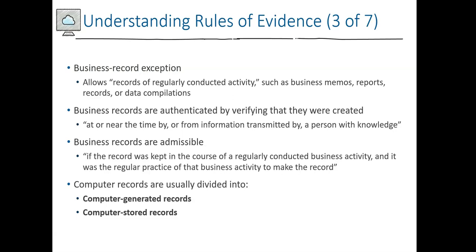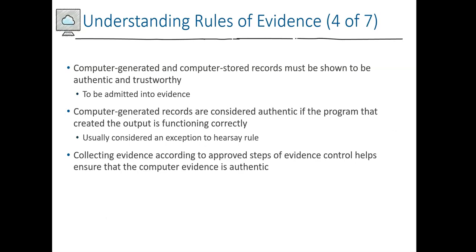Computer-generated records are files created by the computer itself and saved to the computer, or files the computer received from somewhere and then stored. Computer-generated and computer-stored records must be shown to be authentic and trustworthy to be admitted into evidence. So we need to show that when you found this data or these files in the computer, no one was able to change or manipulate them. Computer-generated records are considered authentic if the program that created the output functions correctly, and are usually considered an exception to the hearsay rules. Collecting evidence according to the approved steps of evidence control helps ensure the computer's evidence is authentic. That's very important.